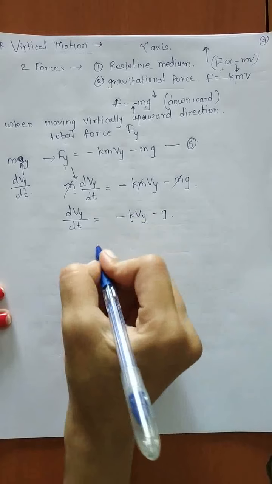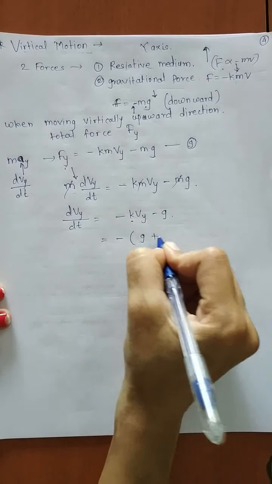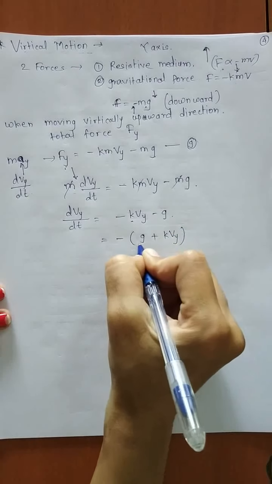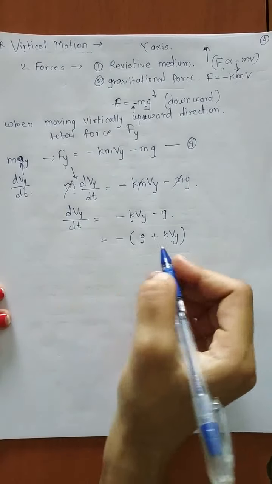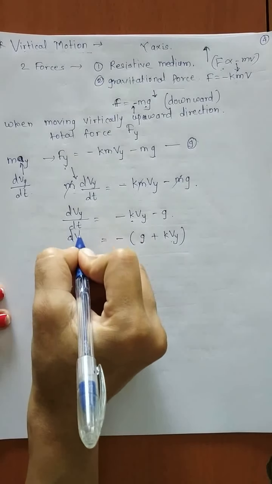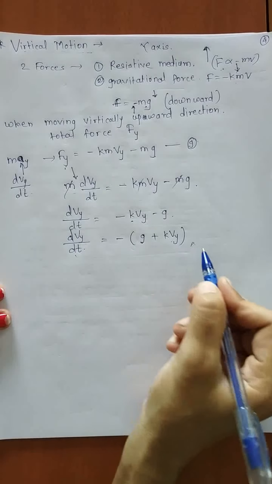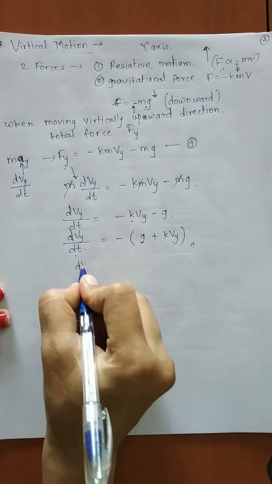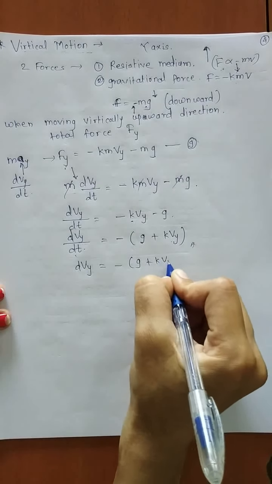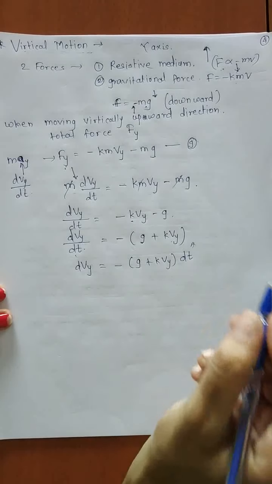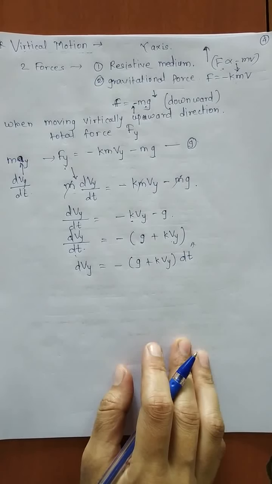Now if we take the minus sign common, you will get g plus k vy. I am writing this term first and then the remaining. So this is dvy upon dt. If you take this dt on the RHS, what you will get is dvy equals minus (g plus k vy) into dt. We are following the same procedure that we have already followed for horizontal motion.